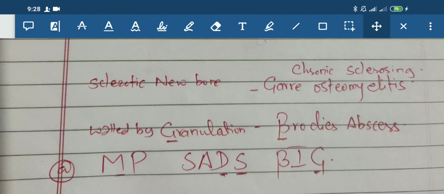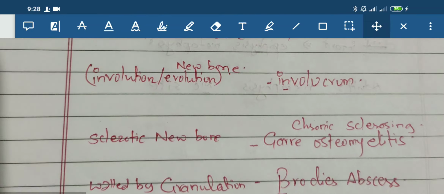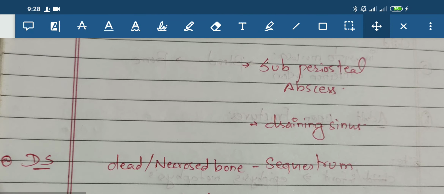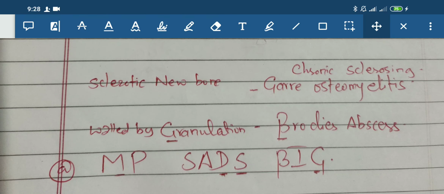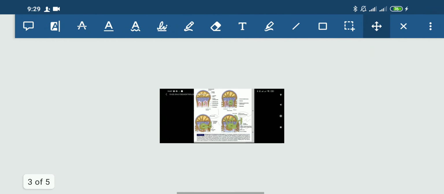This can be remembered by MP SADS BIG, that is metaphyseal pus collection. P stands for periostitis, S stands for subperiosteal abscess. DS stands for draining sinuses, and DS stands for dead bone, known as sequestrum. B stands for Brodie's abscess, I stands for involucrum, that is new bone, and G stands for garre osteomyelitis. In this way, this is the pathogenesis of the osteomyelitis.